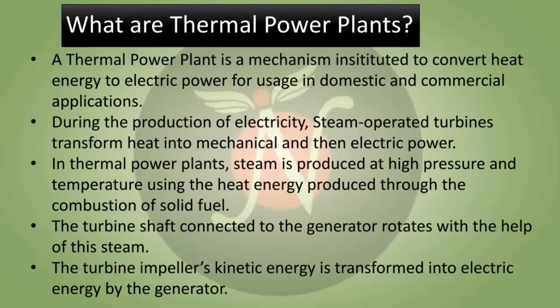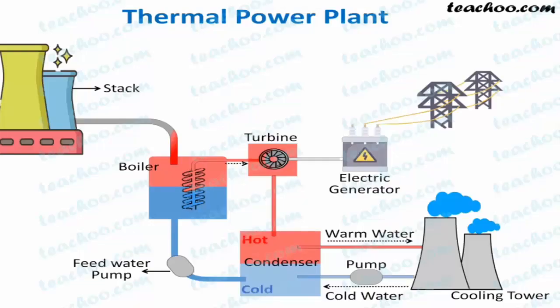Now we will see what thermal power plants are. A thermal power plant is a mechanism instituted to convert heat energy to electrical power for usage in domestic and commercial applications. During the production of electricity, steam-operated turbines transform heat into mechanical and then electrical power. In thermal power plants, steam is produced at high pressure and temperature using the heat energy produced through the combustion of solid fuel. The turbine shaft connected to the generator rotates with the help of this steam. The turbine impeller's kinetic energy is transformed into electrical energy by the generator.